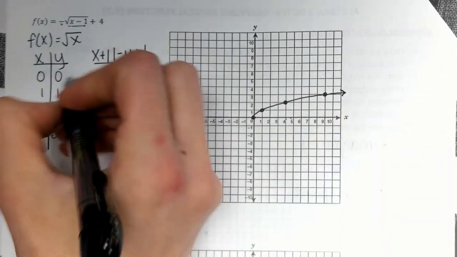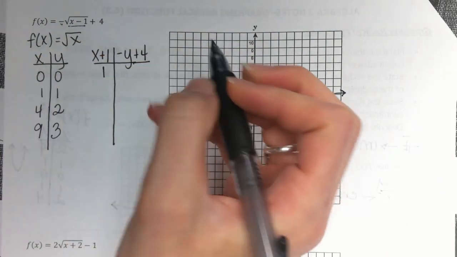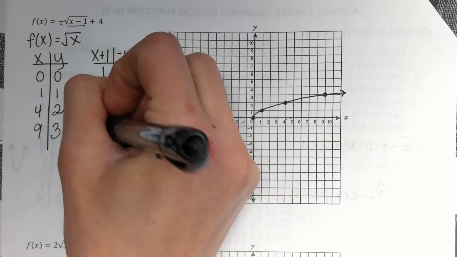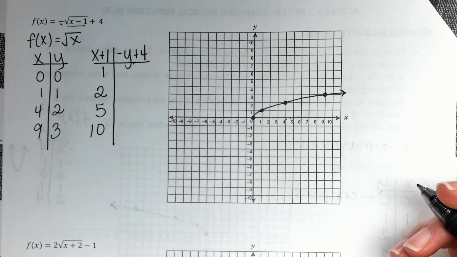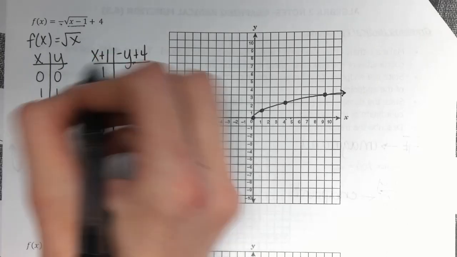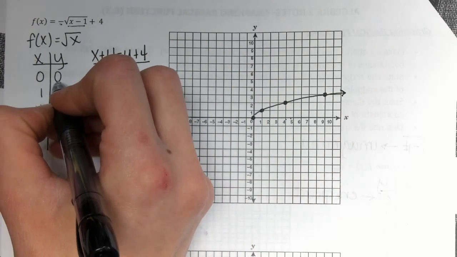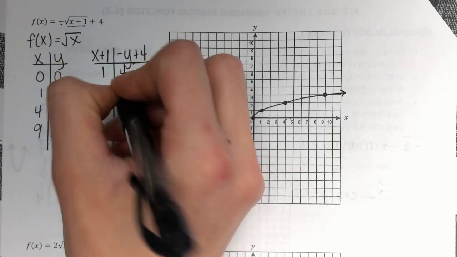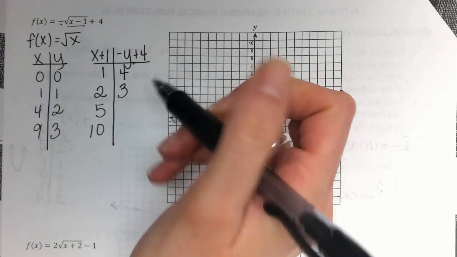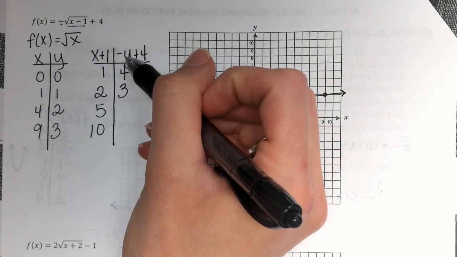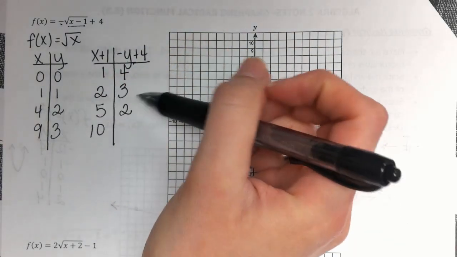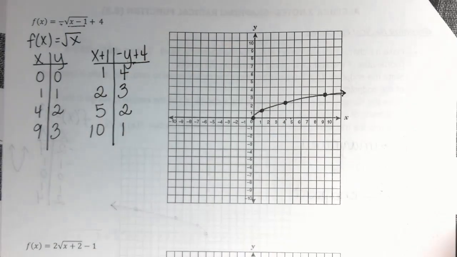Okay, so I have 0 plus 1, which is 1, 1 plus 1, which is 2, 4 plus 1, which is 5, and 9 plus 1, which is 10. Okay, now negative y plus 4. You're going to multiply your y by negative 1 and then add 4. So 0 times negative 1 is 0, plus 4 is 4. 1 times negative 1 is negative 1, plus 4 is 3. 2 times negative 1 is negative 2, plus 4, which is 2. And then the last one becomes negative 3 plus 4, which is 1.